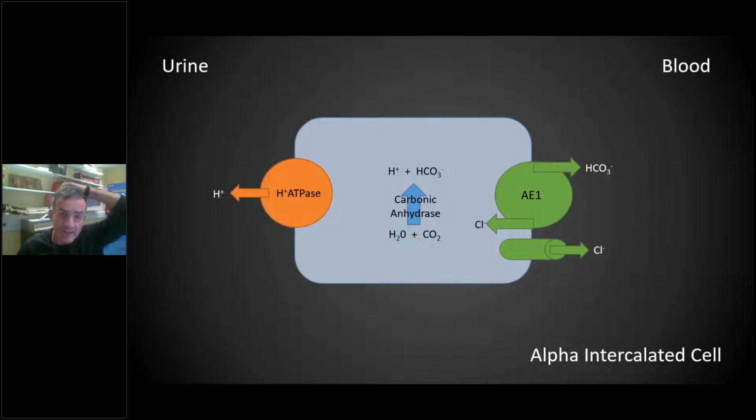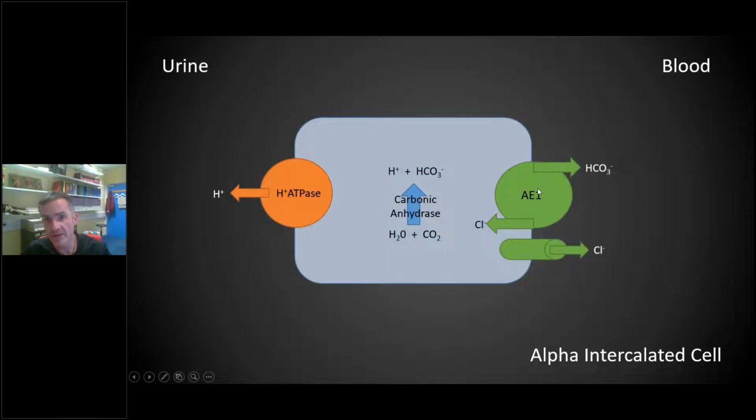So I said there weren't going to be too many of these, and I've already got to about 3 or 4. This is the alpha intercalated cell. It's just to remind you that on this cartoon there are essentially 4 things which are critical to this cell working. The first one is carbonic anhydrase catalyzing the hydration of CO2 to form the proton and the bicarbonate ion. The second one is the proton pump to extrude the proton into the urine and therefore drive the reaction this way.